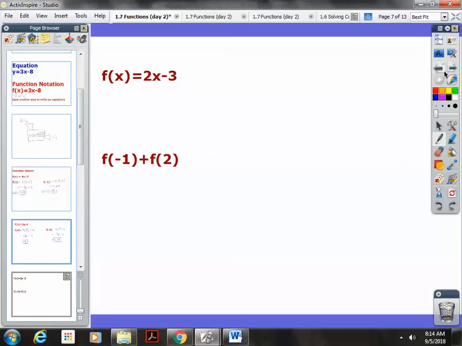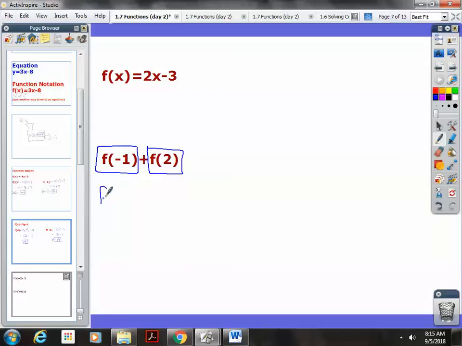So what I'm wanting you to find is this right here. I want you to find f of negative 1 plus f of 2. So this is going to be a two-part series. We're first going to find f of negative 1, which we can do. And then we're going to find f of 2, which we also can do. And then what do you guess we're going to do with those answers? Add them together. So let's just calculate two different things.